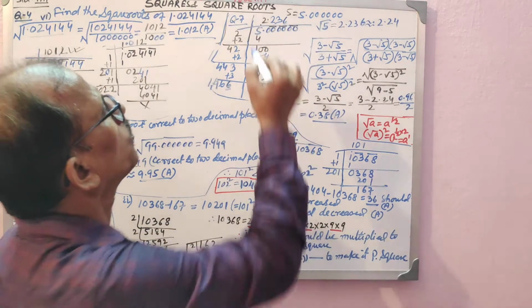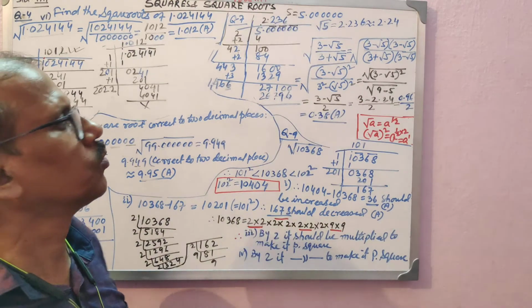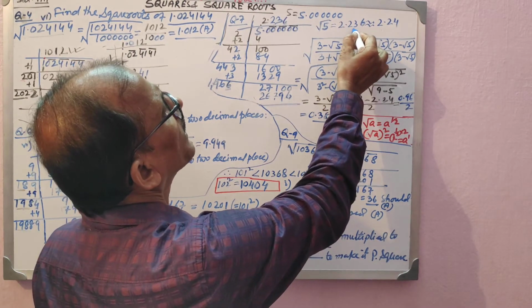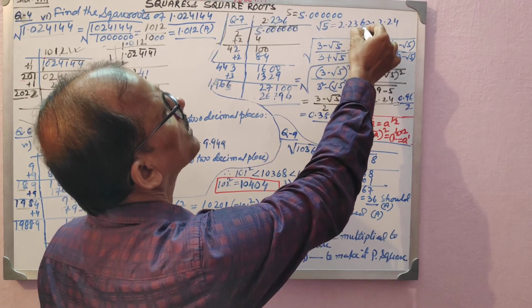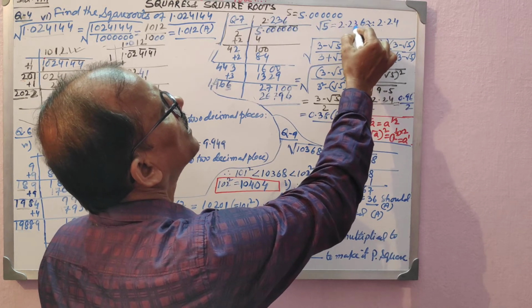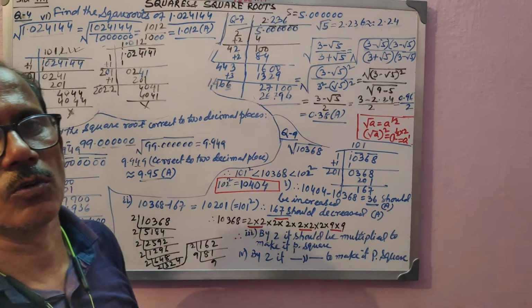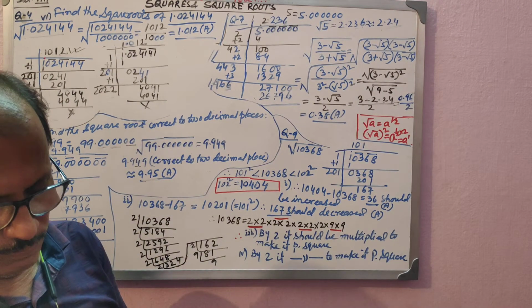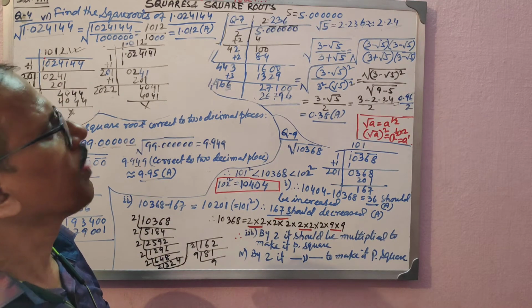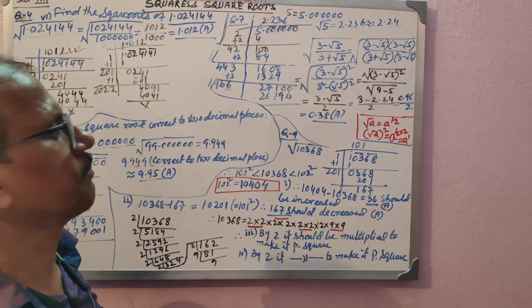So finding out the square root value of 5, you got 2.236. You round up 2.236 correct to 2 decimal places. Definitely the second digit is 3, and the next one is 6, more than 5. So this will become 1 up. So 2.24 will be the square root value of root 5 up to 2 decimal places, 2.24.